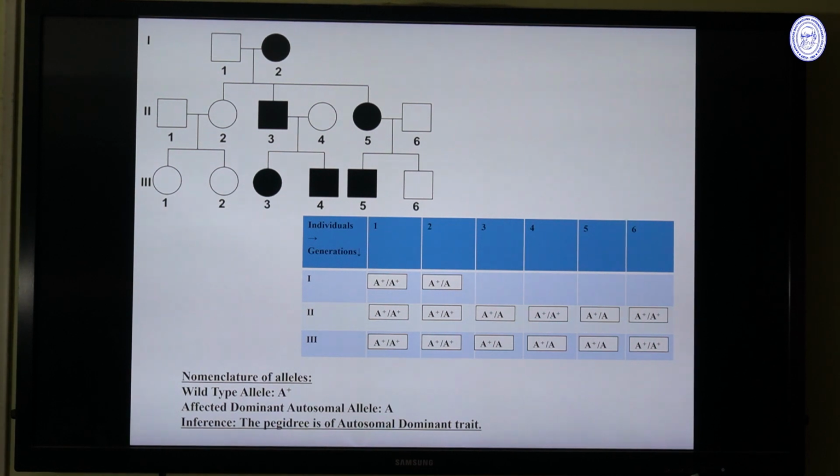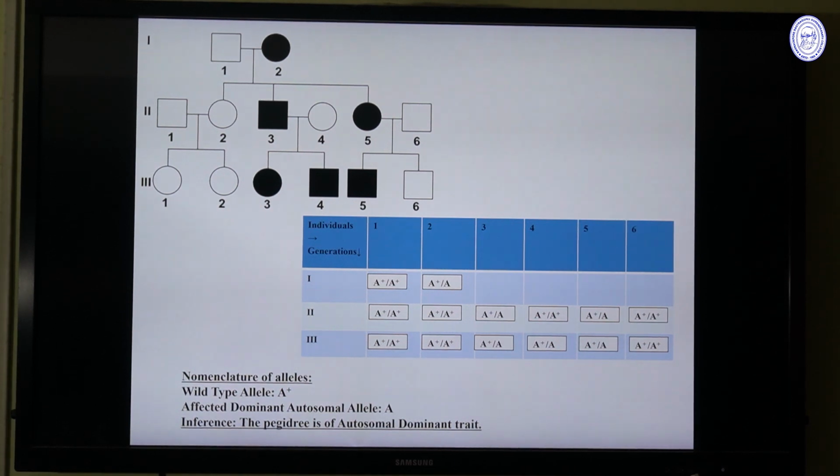So, same here, we can make the genotypic table by putting the genotypes in individual boxes. Here the wild type allele has been designated as A plus, the affected dominant autosomal allele has been designated as A, and because this is not an X-linked or sex-linked character, we have not inserted any Y. So, this is an autosomal gene.